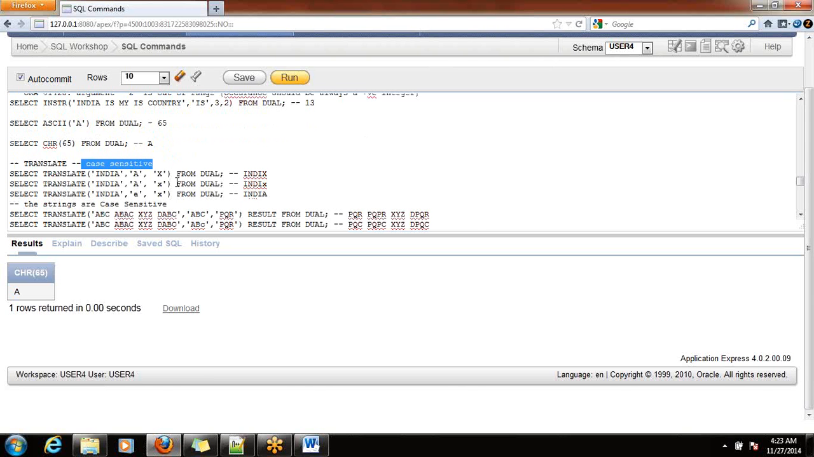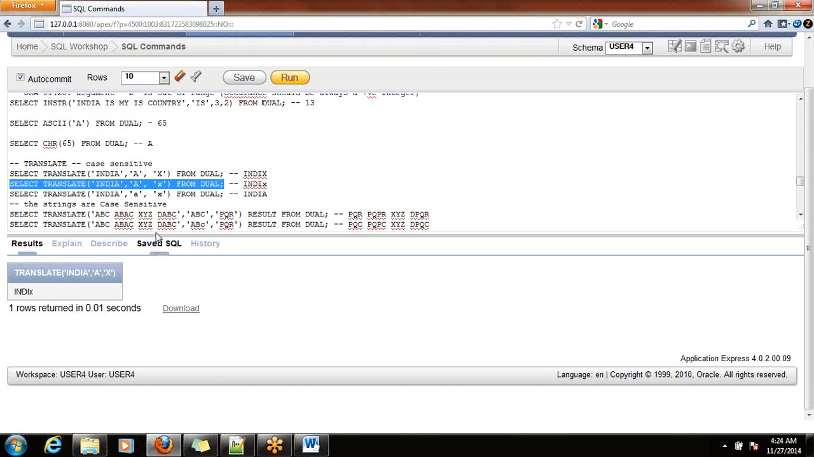Now translate is another function which is case sensitive. That is, uppercase and lowercase matter here. Observe. In translate, there is an actual string India and I am asking the SQL engine to translate this A to capital X. Observe, A is translated to X and gives the result INDIX. Now the second one, A is translated to small x. I deliberately give small x, and you can see the result has small x.